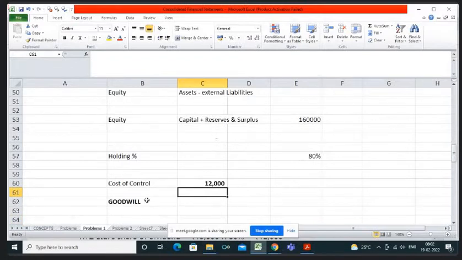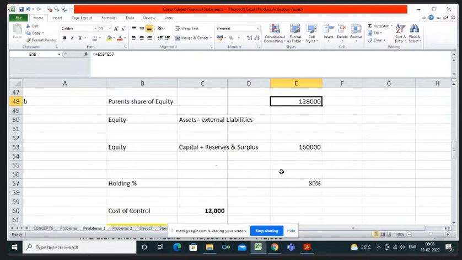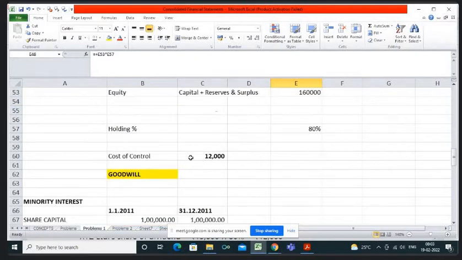What will it be called? It will be called goodwill. Why? Because our cost of investment is more and the share of equity is less. It means we have paid 12,000 extra, and that extra is for goodwill.